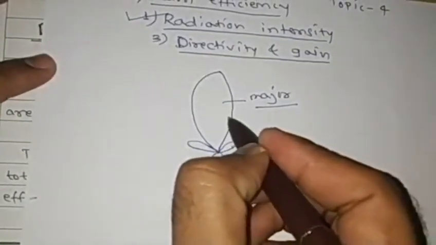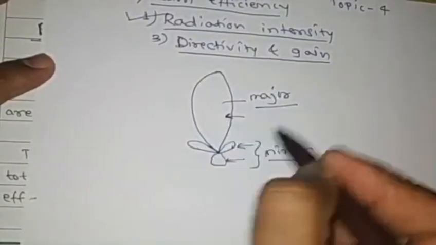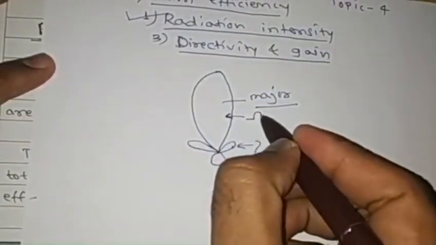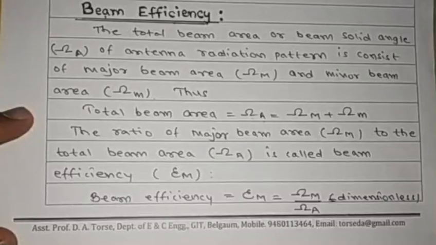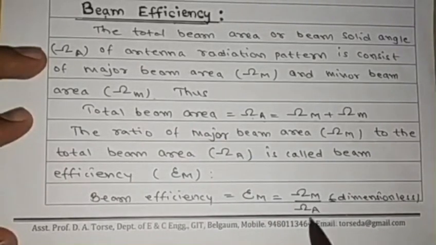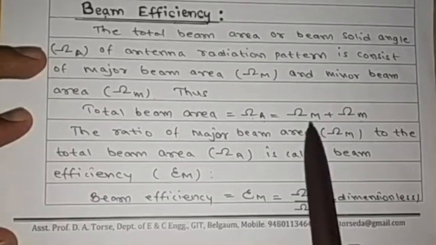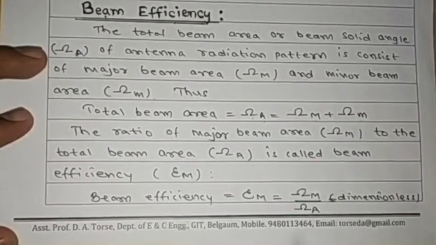Now you have studied the concept of beam area. If we name the area of each lobe type by indicating omega capital M for the major lobe and omega small m for the minor lobe, then efficiency can be defined by taking the ratio of omega capital M, which is the beam area of the major lobe, divided by the total beam area, which is the addition of the beam area of the major lobe and minor lobe.